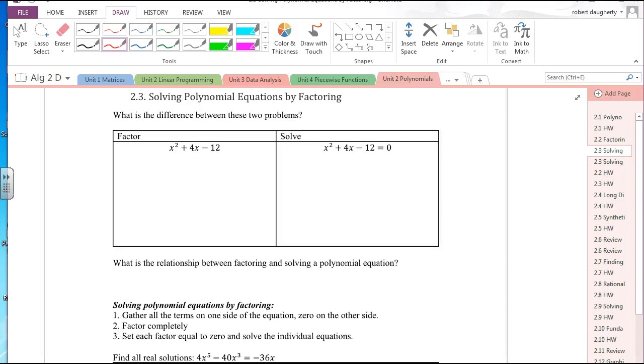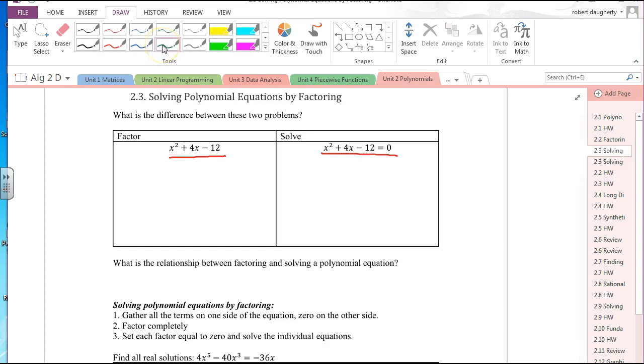Okay, this is section 2.3, solving polynomial equations. This is day 3 of our polynomial unit. So we start out looking at these two problems, okay? They look very similar to each other. One is an equation, one is not. So this is stuff we did last semester.